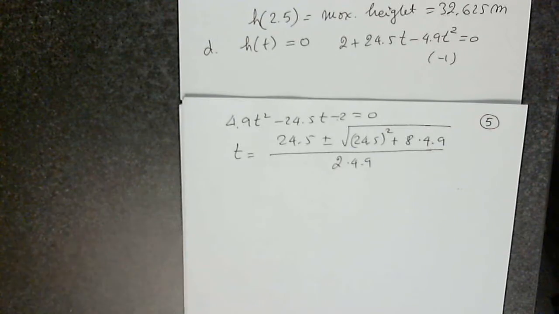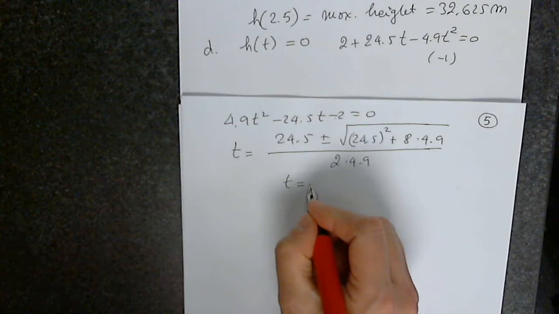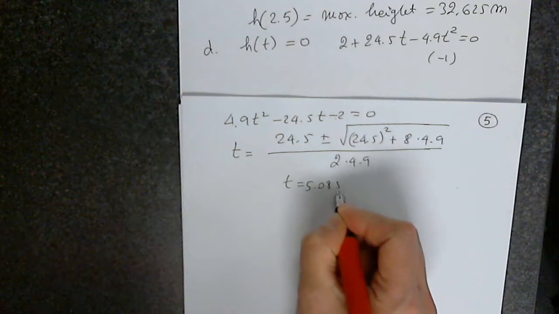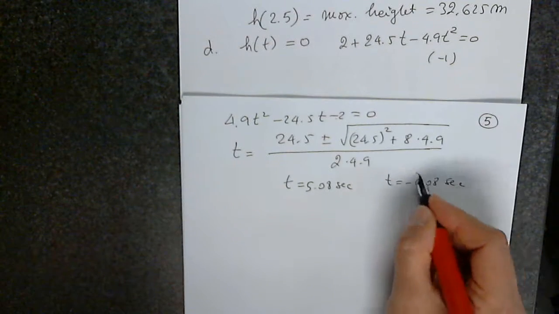So of course, one of the values makes no sense. So t equals 5.08 seconds, and t equals negative 0.08 seconds makes no sense.